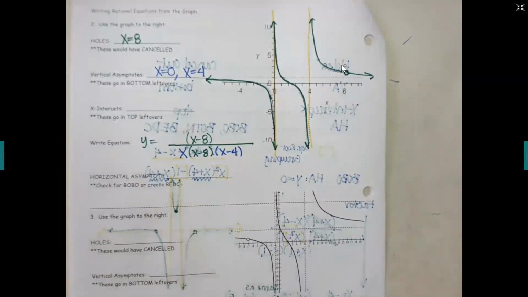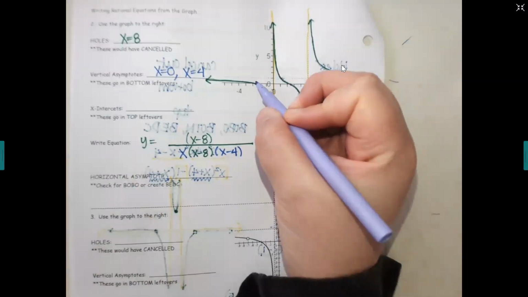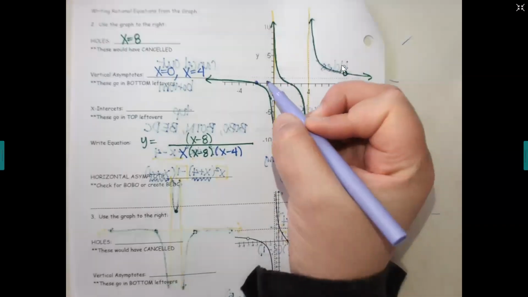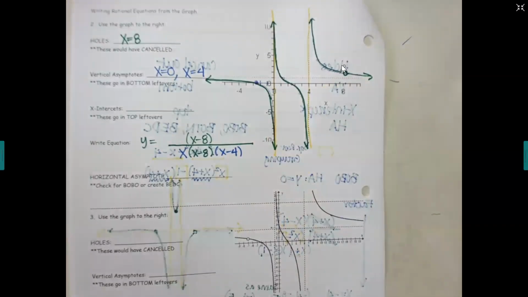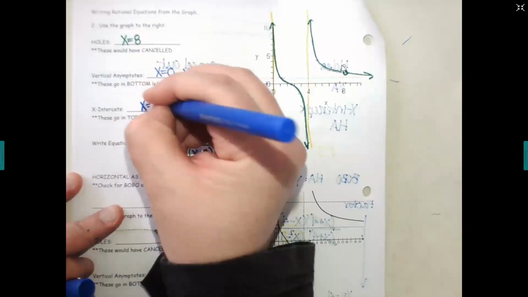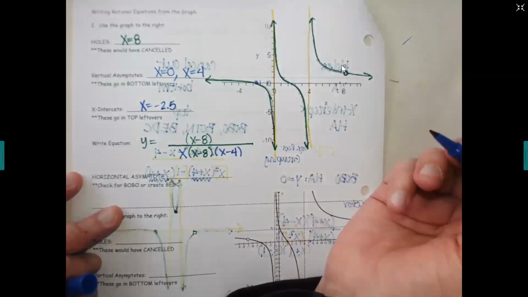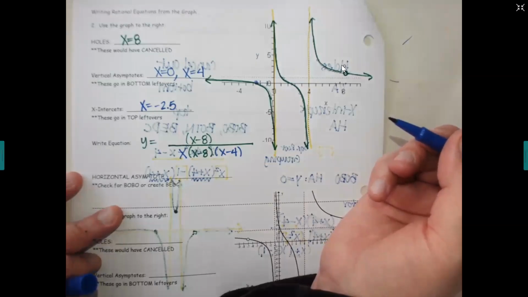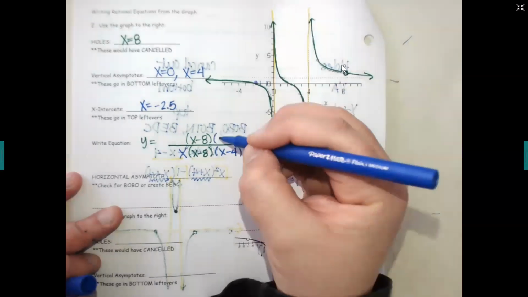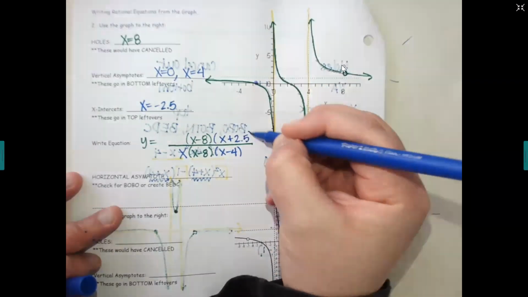Okay, next thing I'm looking for are my x-intercepts, where the graph crosses the x-axis. Does it hit the x-axis? Yes, and let's round this to be right in the middle, so we'll call that -2.5. So I'll have x equals -2.5, which means what would my parentheses have said? Instead of -2.5, it would have been plus 2.5. And where do x-intercepts go in the equation, top, bottom, or both? Top. It'd be x plus 2.5.